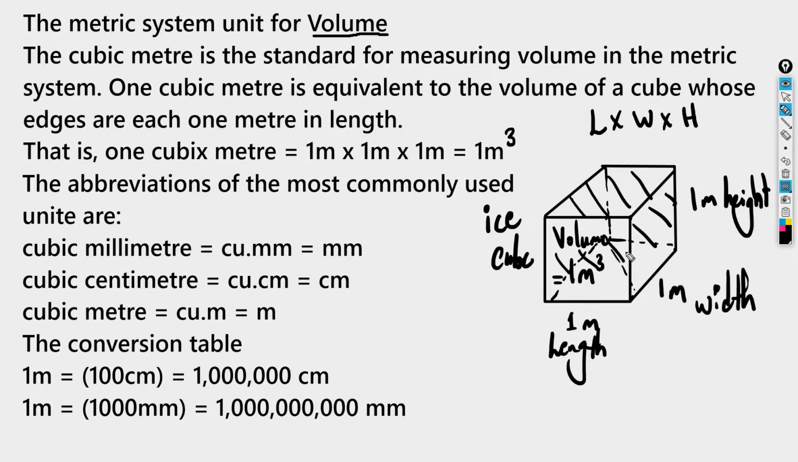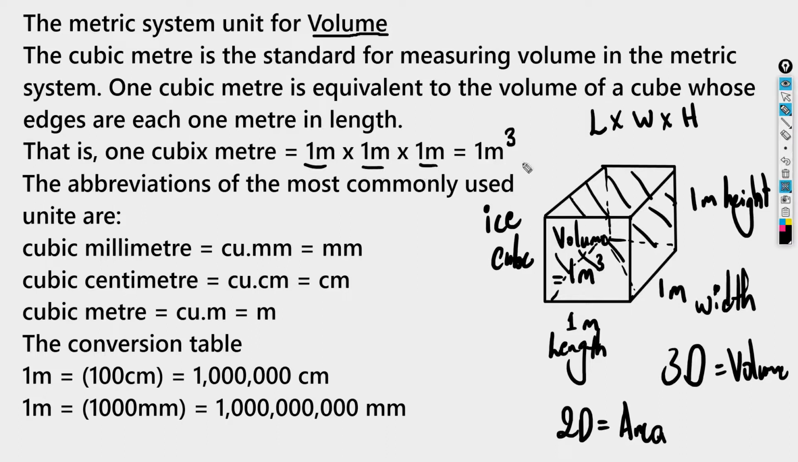1 meter cubed, okay? So think of it, guys, as something that has 3 dimensions. Before, we were looking at 2 dimensions, which is just the area, but now we're thinking of things that have 3 dimensions, physical items in life, and that would be the volume, okay? So we have 1 meter multiplied by 1 meter multiplied by 1 meter, which gives us 1 meter cubed, okay? All right, guys.